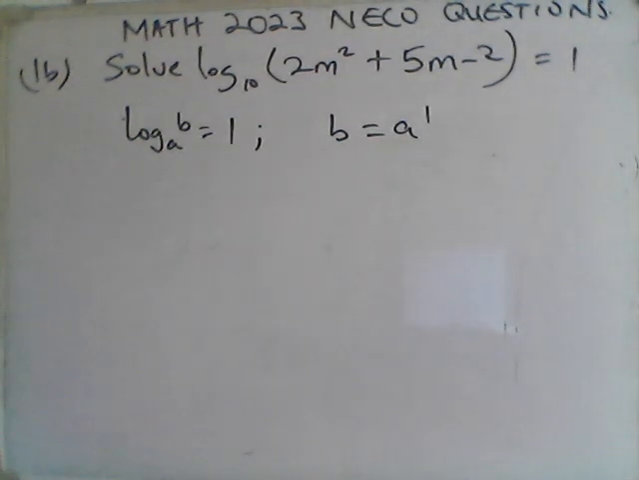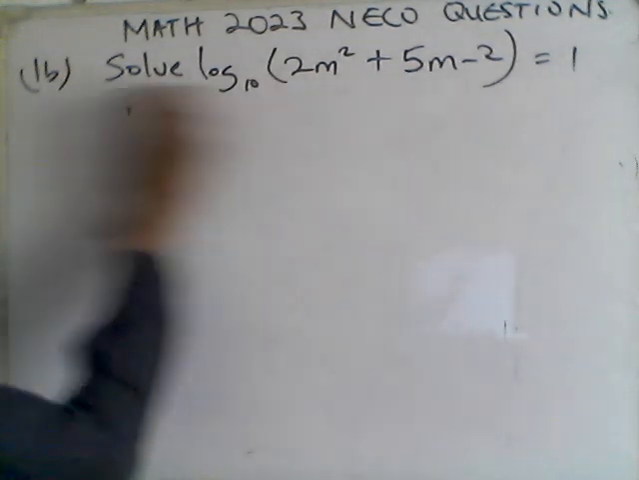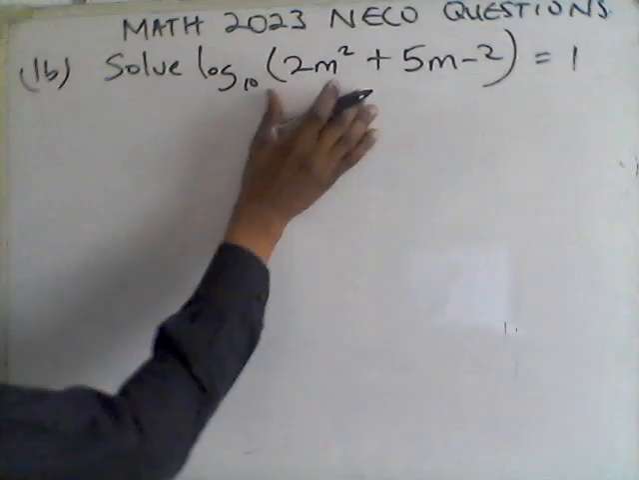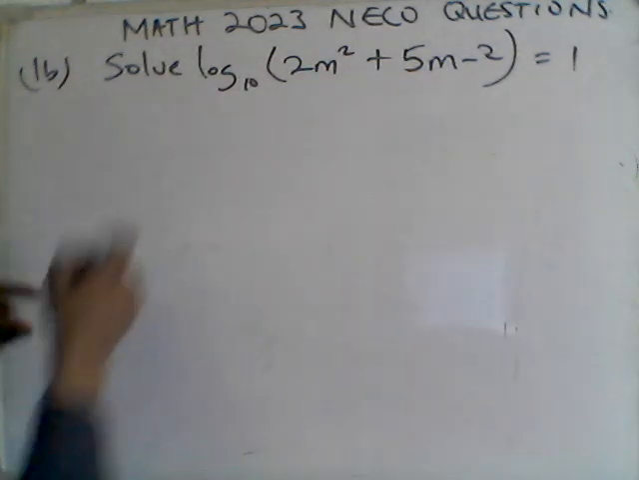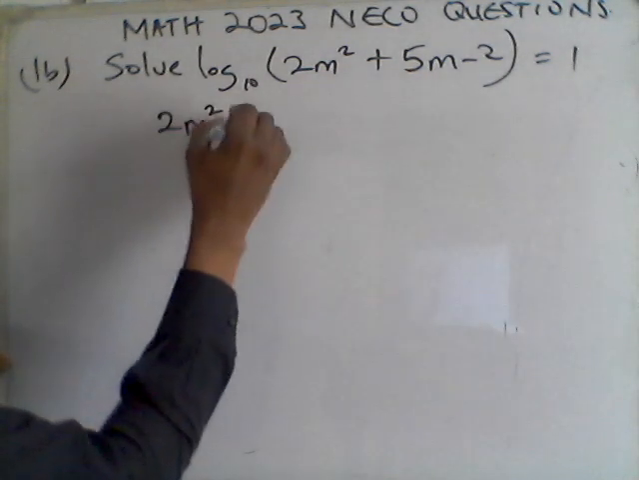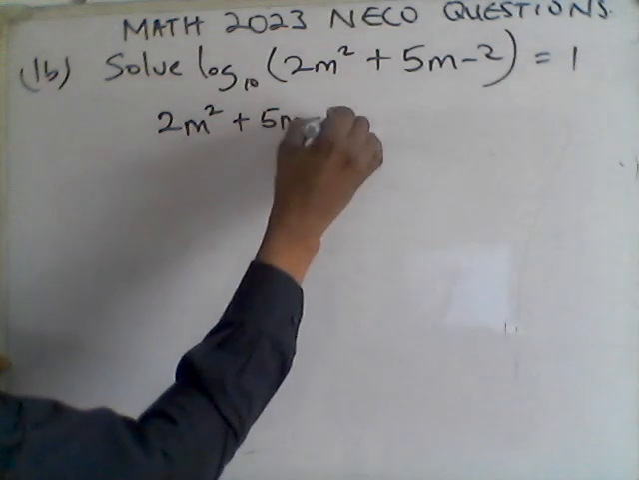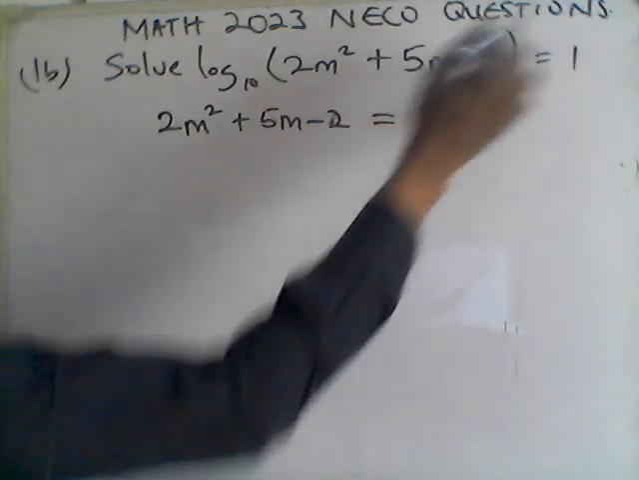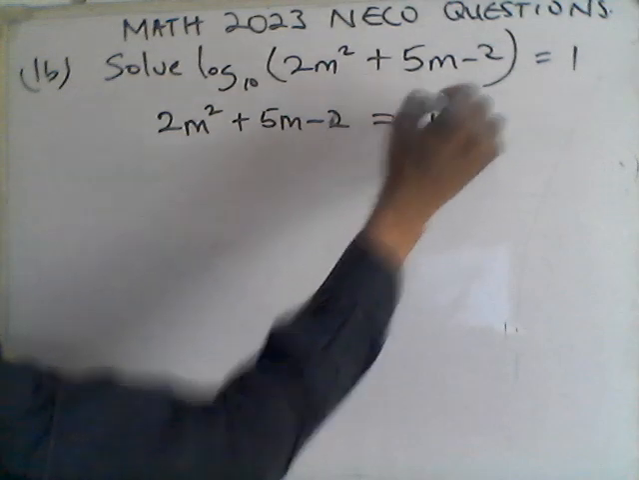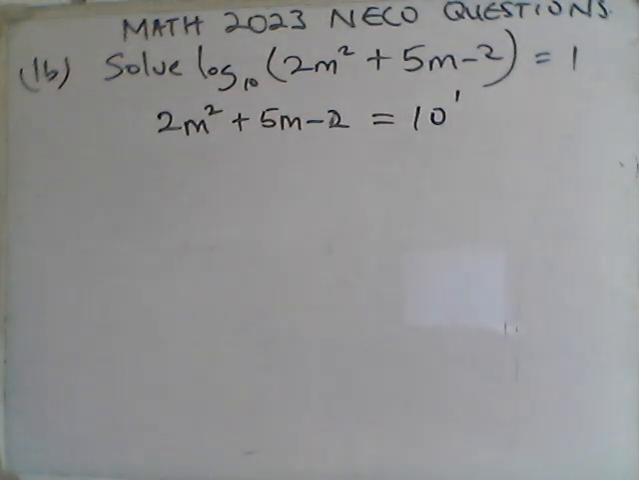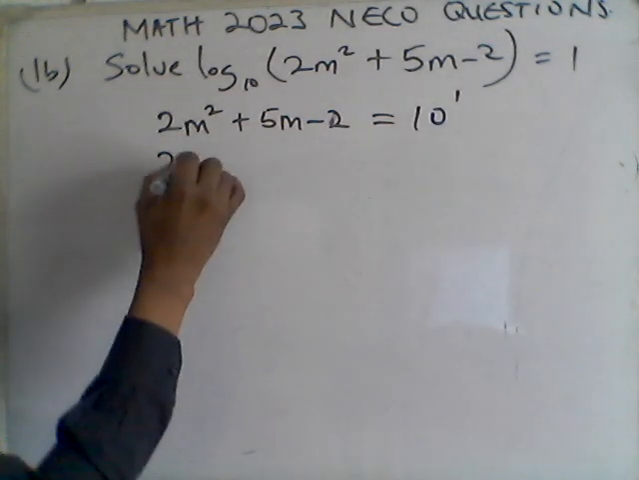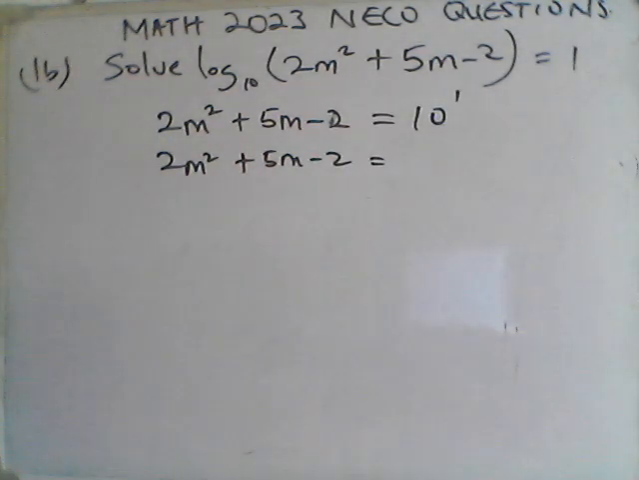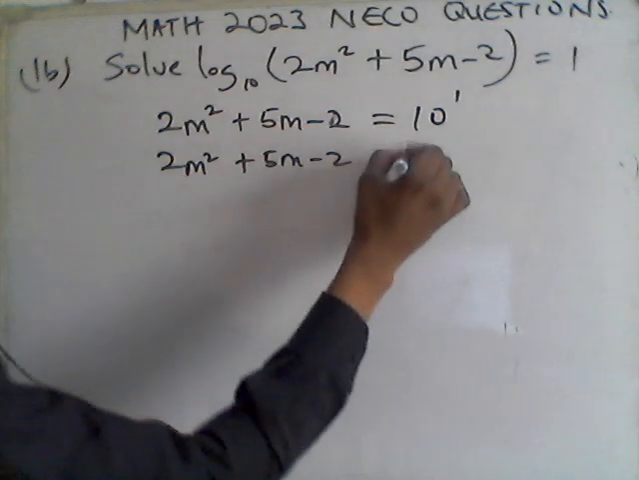So I will convert this to exponent. When I do that, this one will remain as it is. So I have 2m squared plus 5m minus 2 is equal to, then this 10 will go and raise the 1 there to the power. So when I do that, I have 2m squared plus 5m minus 2 is equal to 10 raised to power 1, which is 10. So I still have it as 10.